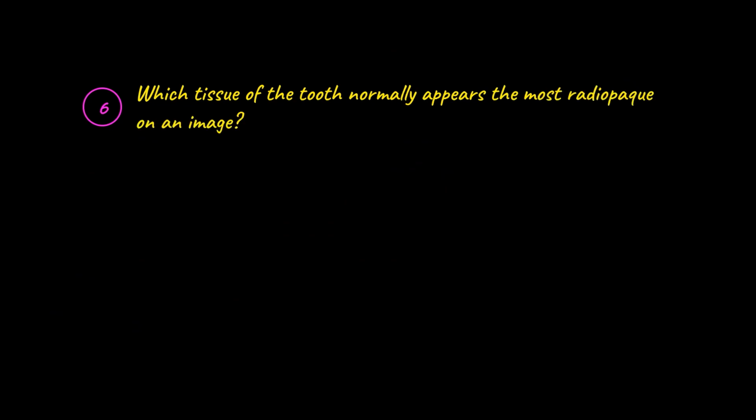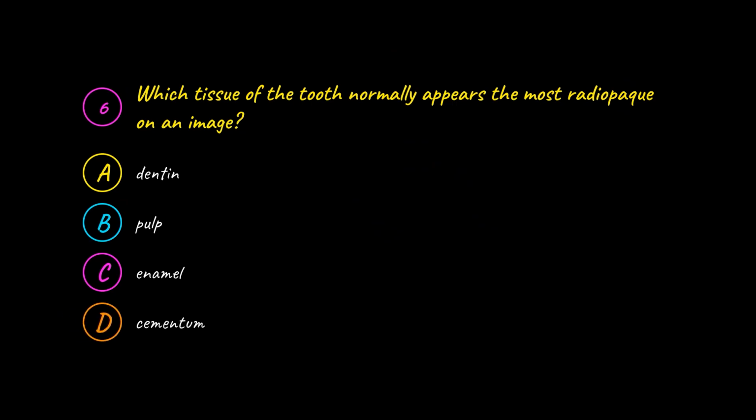Question 6. Which tissue of the tooth normally appears the most radiopaque on an image? Your options are A. Dentin, B. Pulp, C. Enamel, D. Cementum. Which would you go with? Lock it in before the reveal.